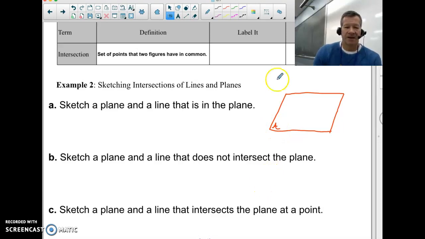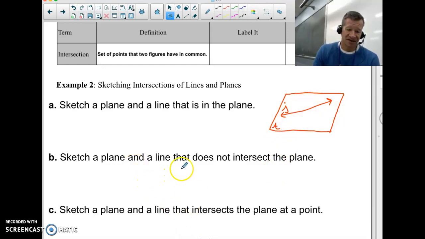All right. And now I want to draw a line that's in this plane. Okay, well, the line has to be on this flat surface. It would be like you take a piece of paper and lay a pen down on that piece of paper or on a desk, for example. And here's a line J that would be in that plane. So there's a sketch of a plane and the line in the plane. Their intersection is every point that is on this line. Every point that's on the line is also in this plane.